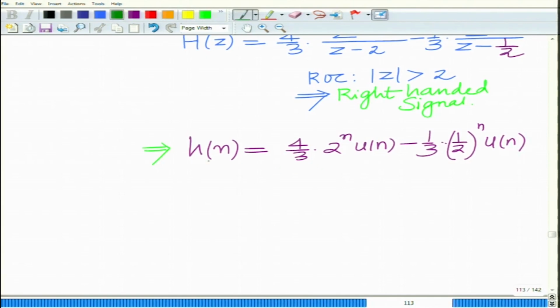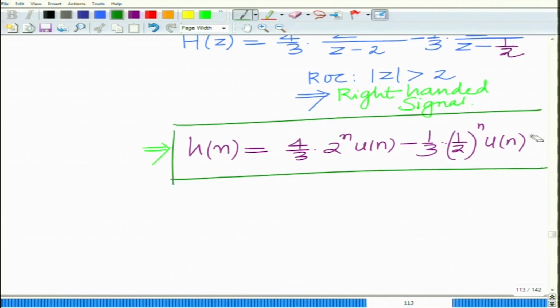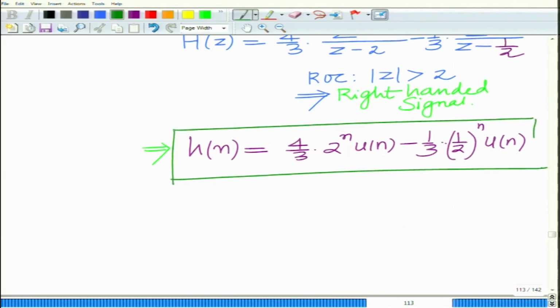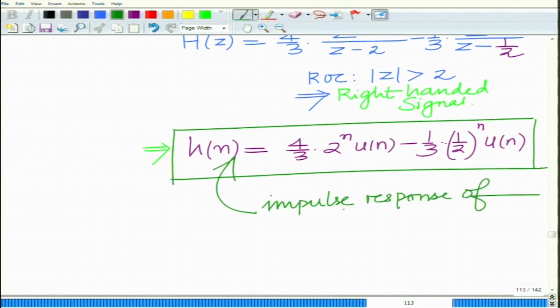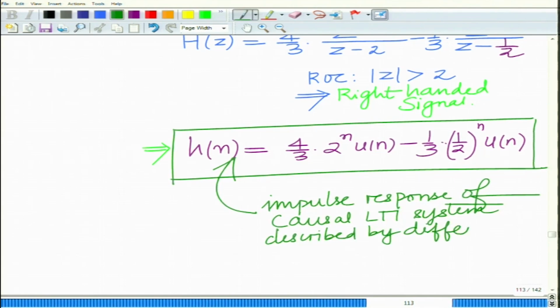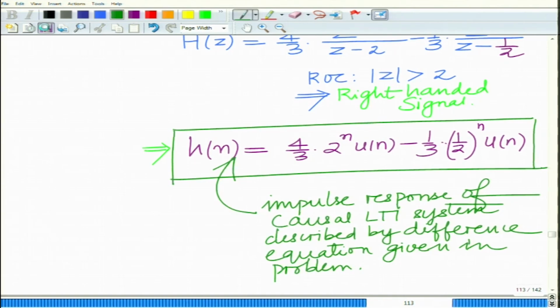That is basically the impulse response of the causal LTI system described by the difference equation given in the problem.